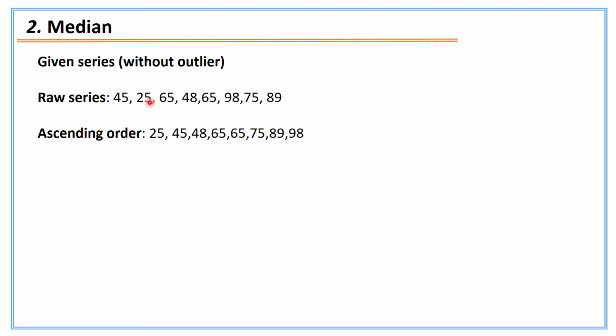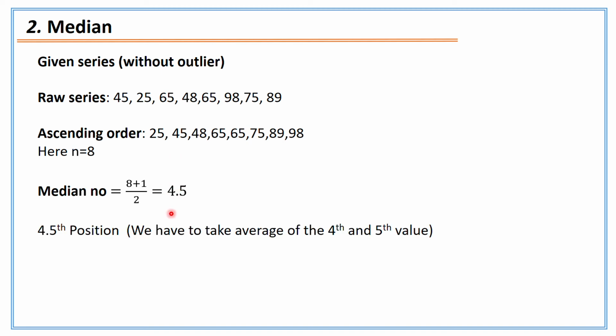Now we have to arrange this data in ascending order, from 25 to 98. So here n is 8, and as per our formula for calculating median, it is n plus 1 by 2, that is 8 plus 1 by 2. So the answer is 4.5. So 4.5 means it is the 4.5th position.